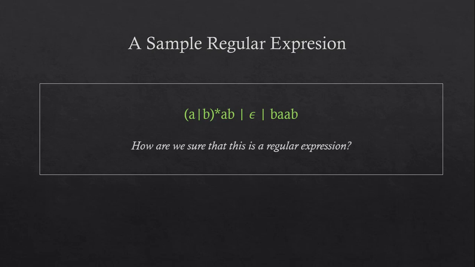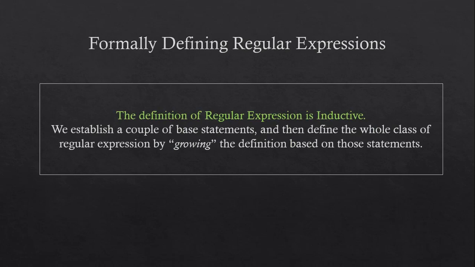Alright, so let's say we have an expression here. How do we know that this expression is a regular expression? Well, we have our informal definition, and according to that, we can see that this expression does not contain anything but concatenation, OR, and closures. So yes, this is a regular expression, but we really want something a little more concrete. So our definition is going to be inductive. Just like you saw in recursion in your data structure or algorithm course, we are going to establish a couple of base statements, define those statements as true, and then define the whole class of regular expressions by building on those statements using recursive, or inductive, relationships.